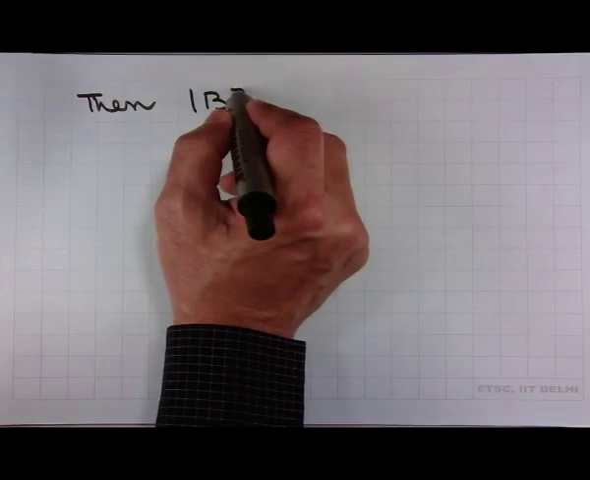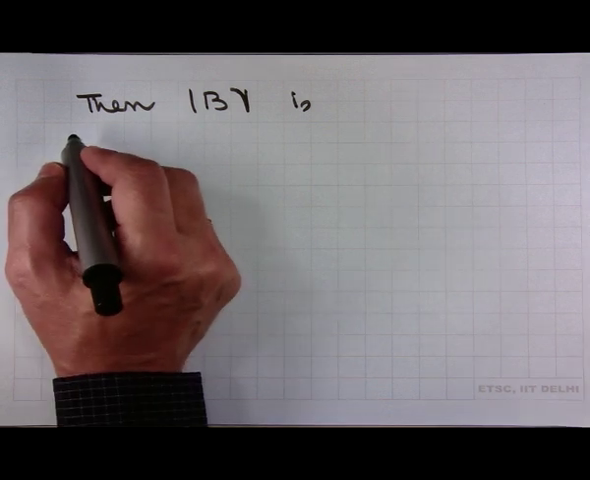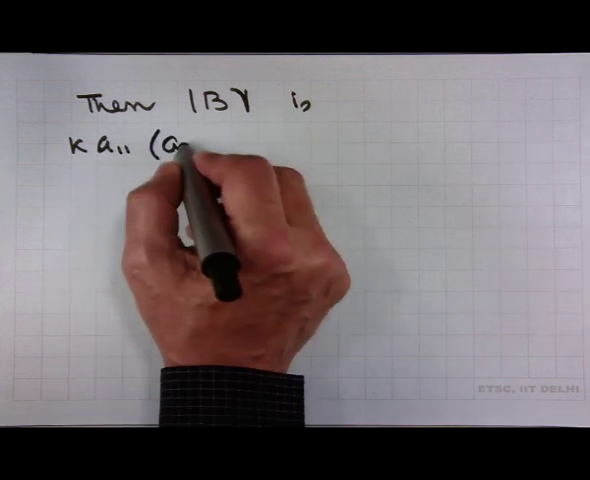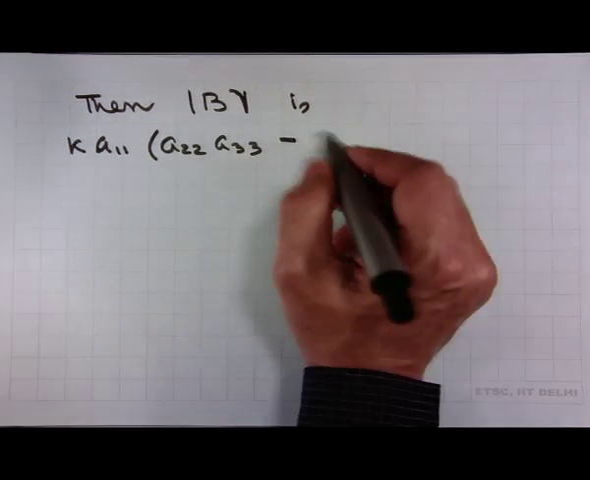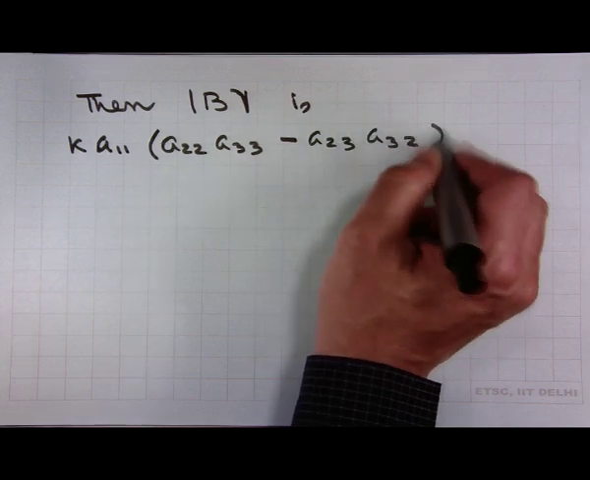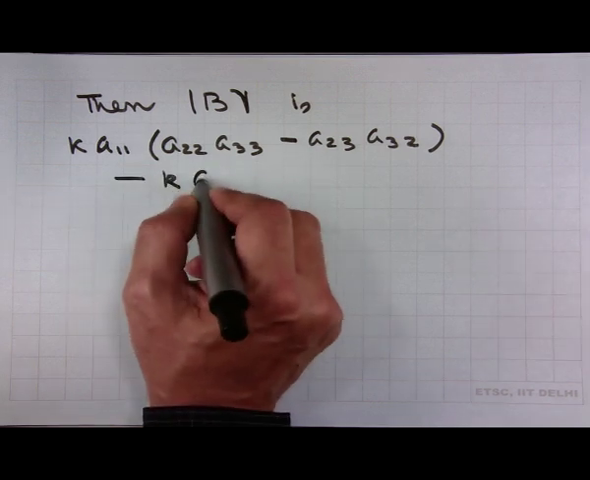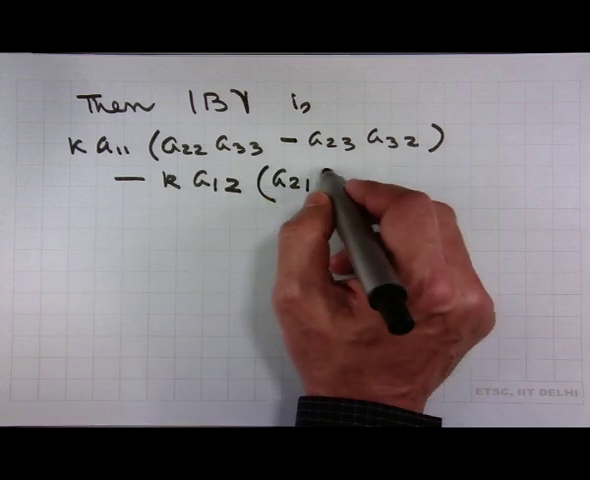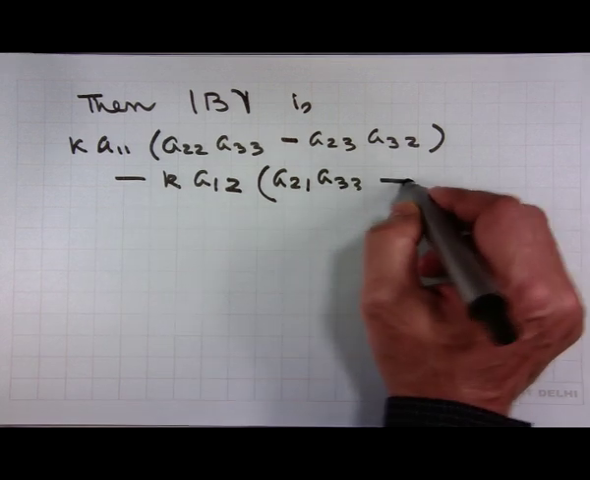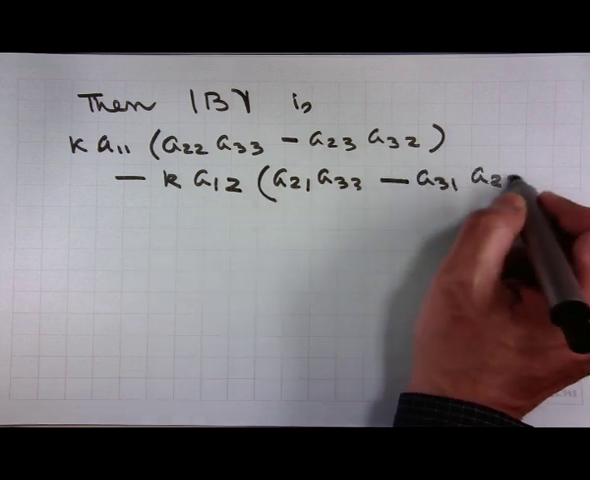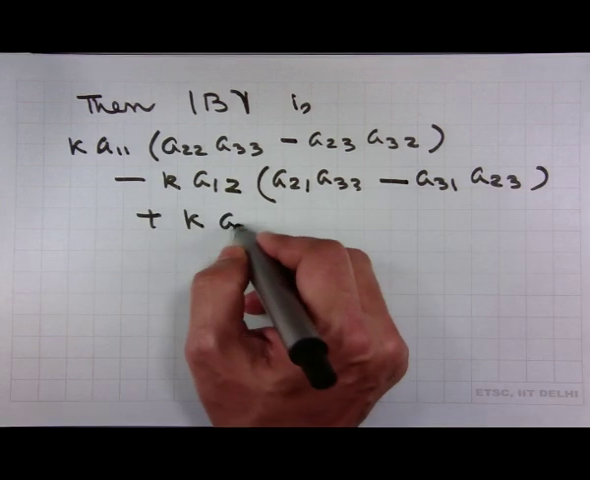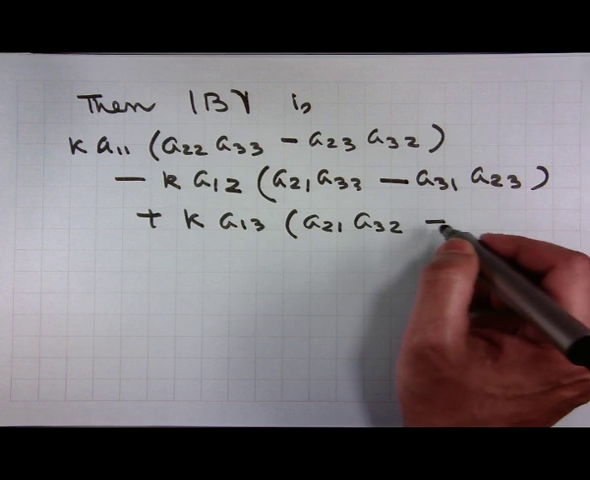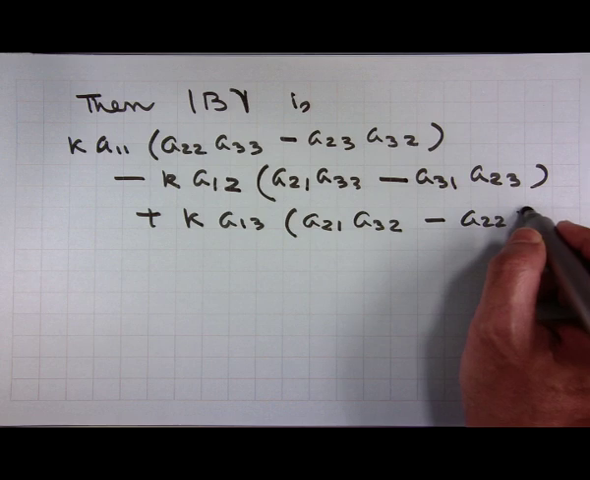Then determinant of B is k a11 into a22 a33 minus a23 a32, minus k a12 into a21 a33 minus a31 a23, plus k times a13 multiplied by a21 into a32 minus a22 into a31.